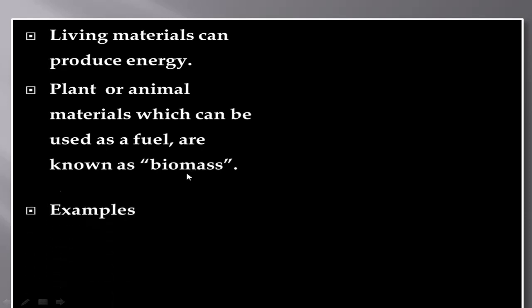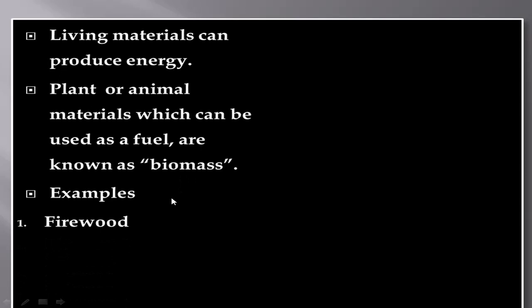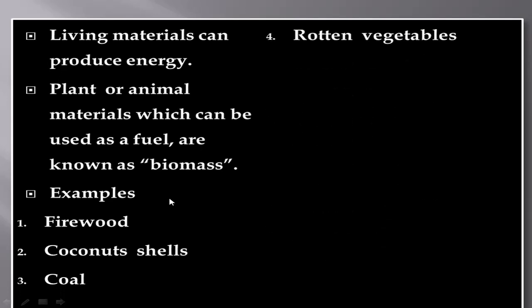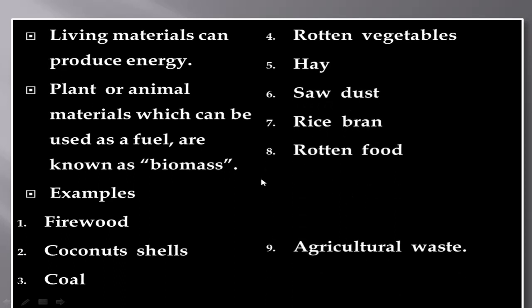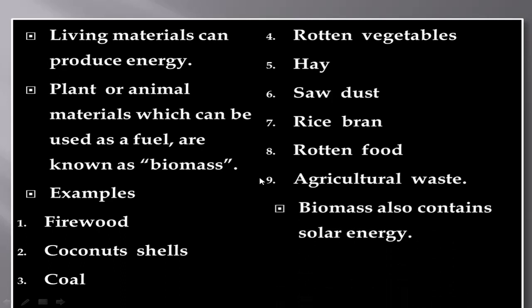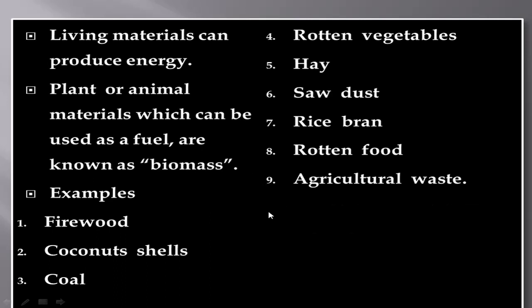Then we will learn about the examples of biomass. Firewood is an example of biomass. Coconut shells, coals, rotten vegetables, hay, sawdust, rice bran, rotten wood, agricultural waste. Biomass also contains solar energy. Those are the examples of biomass.